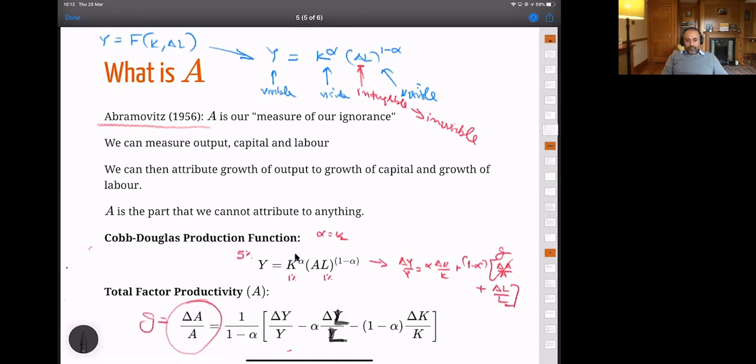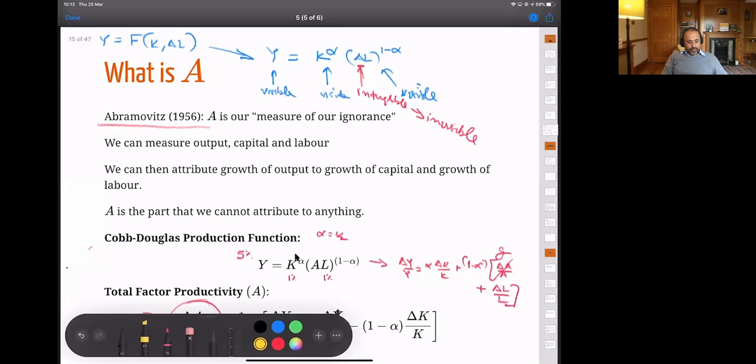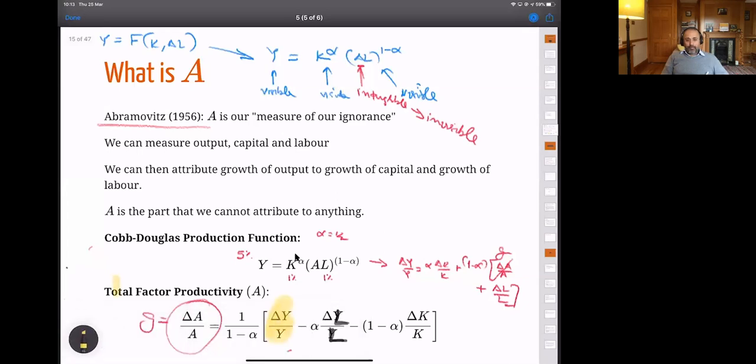So we know the growth rate of Y, we know the growth rate of L, we know the growth rate of K. We need the value of alpha. And what is alpha? Alpha usually is taken as the share of capital income in the economy. So what proportion of the income in the economy goes to capital? Why? It's slightly more complicated. It comes from the Cobb-Douglas production function.